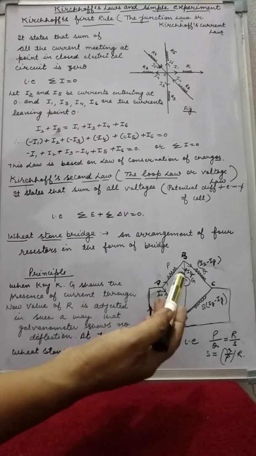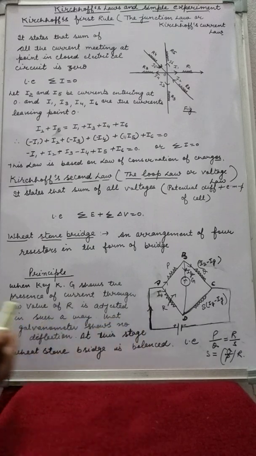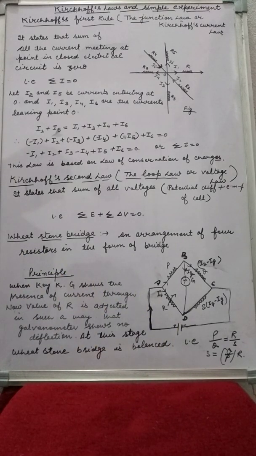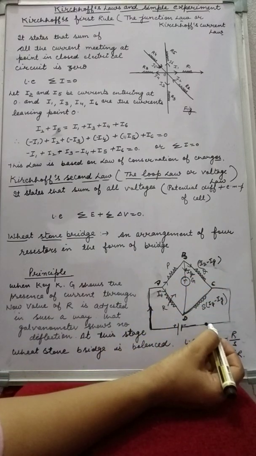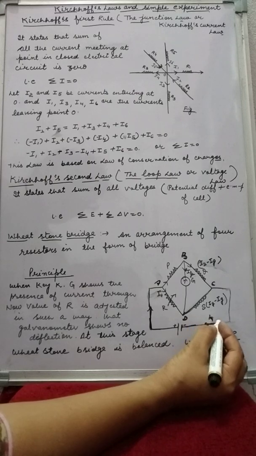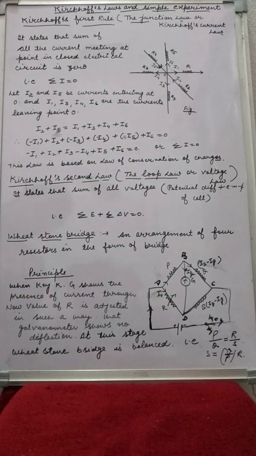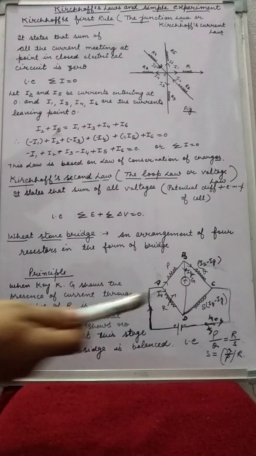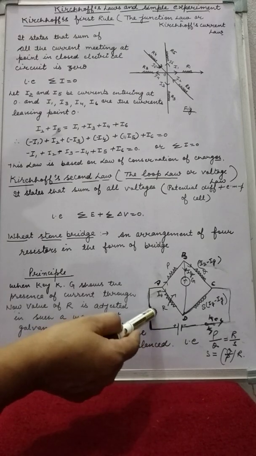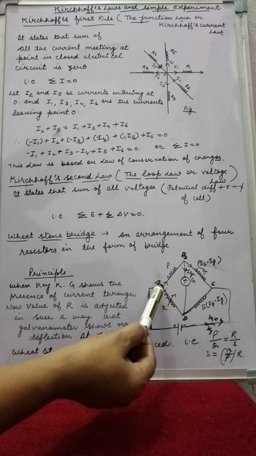So here we apply the principle. So what is its principle? When the switch is on, here we have put a key. Key means switch. Here we have put key 1, it is denoted by key 1. So when the switch is on, the current I will start flowing through the circuit.